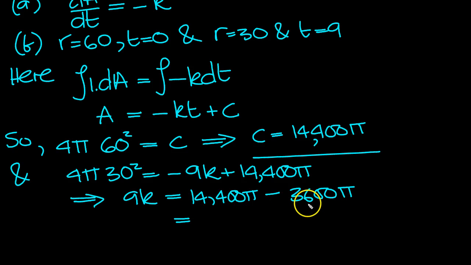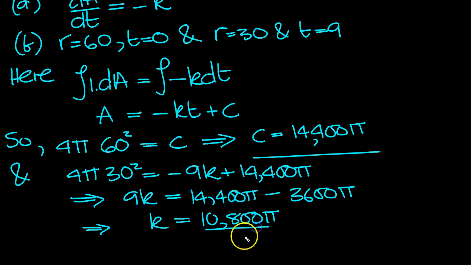14,000 take 3,000 is 11,000, 400 take 600, it will be 10,800, won't it? π. Tap it in the calculator if you need to. So that tells us then that k equals, move the 9 from times down to divide, 1200π. Again, tap it in the calculator if you need to. 10,800 over 9 is 1200, so it's 1200π.